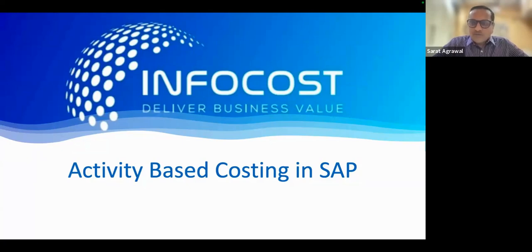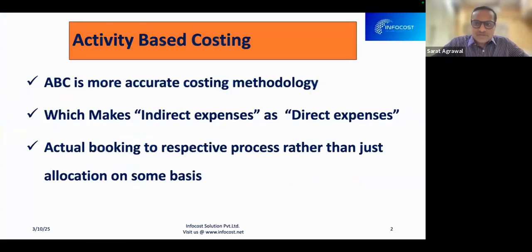Hi, today we are going to discuss the details of activity-based costing in SAP. Activity-based costing is one of the most accurate costing methodologies in the costing system, which makes our indirect expenses into direct expenses. In some cases, our indirect expenses hold almost 10% to 15% of the total cost of the product. So in such cases, this activity-based costing is one of the most important tools for controlling the cost.